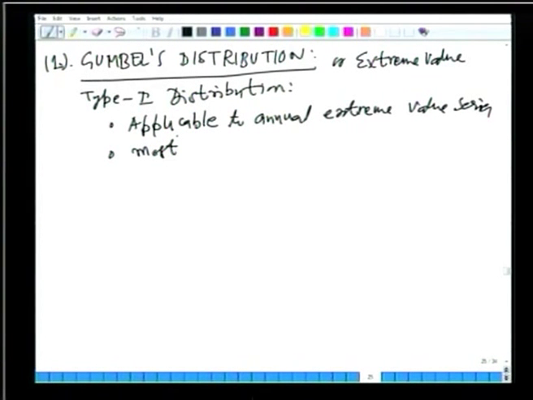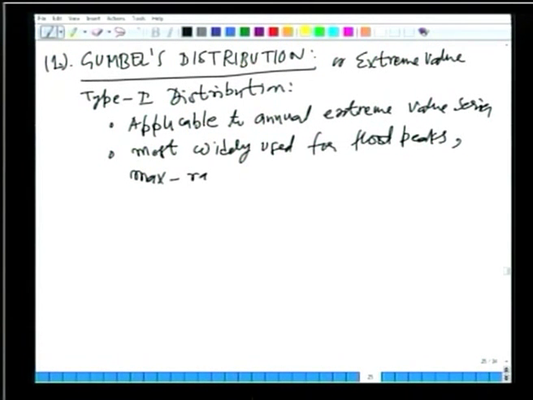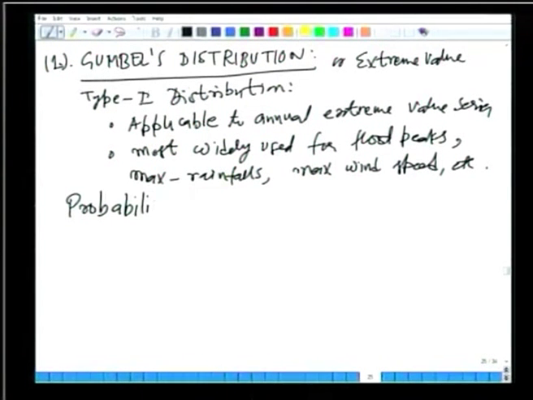The other thing about this distribution is that it is most widely used for flood peaks or the peak discharges, and maximum amount of rainfall for a particular duration, maximum wind speeds, etc. What this distribution gives us is the probability of occurrence of an event such that its magnitude is greater than or equal to x.